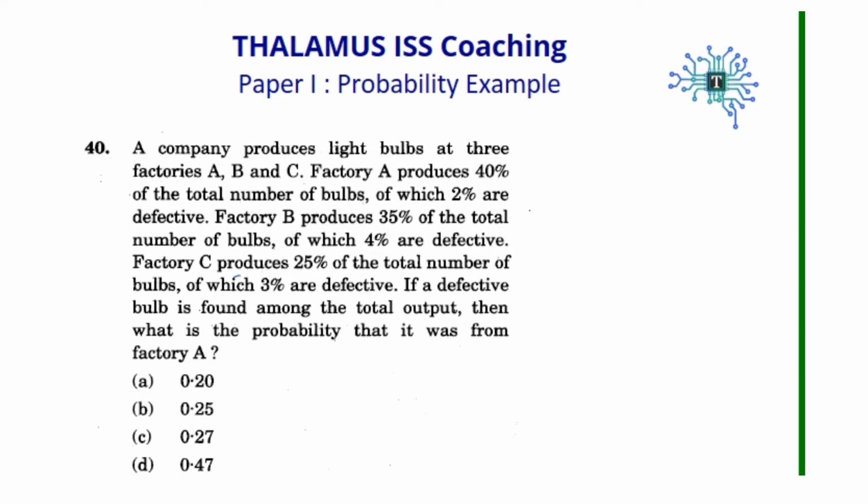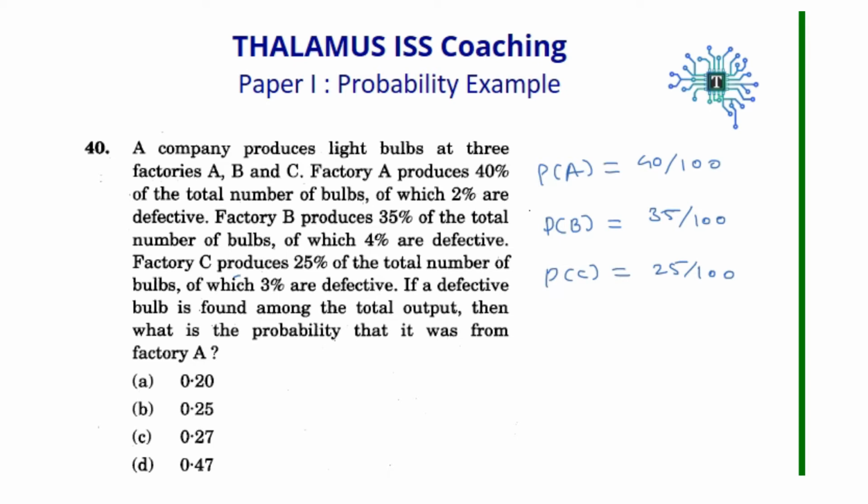25%. So in probability terms we can write this as probability of A will be 40%, probability of B will be 35%, then probability of C will be 25%. So next, they have given the number of defective from each factory.